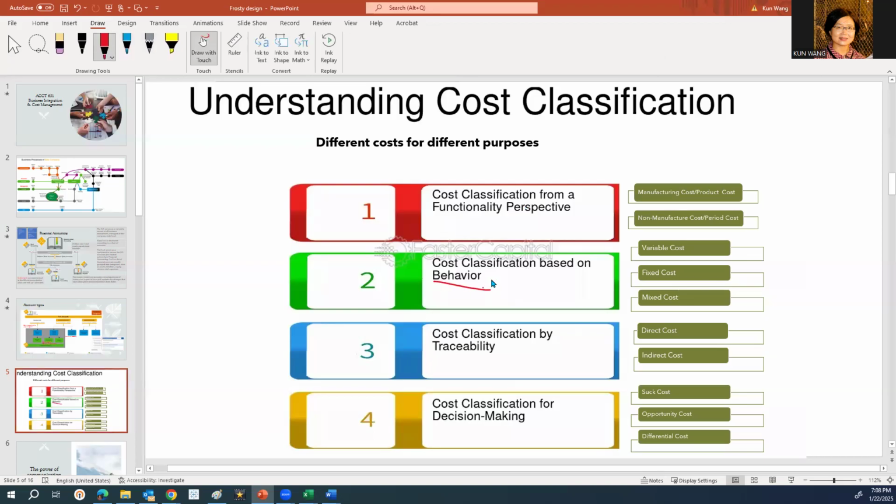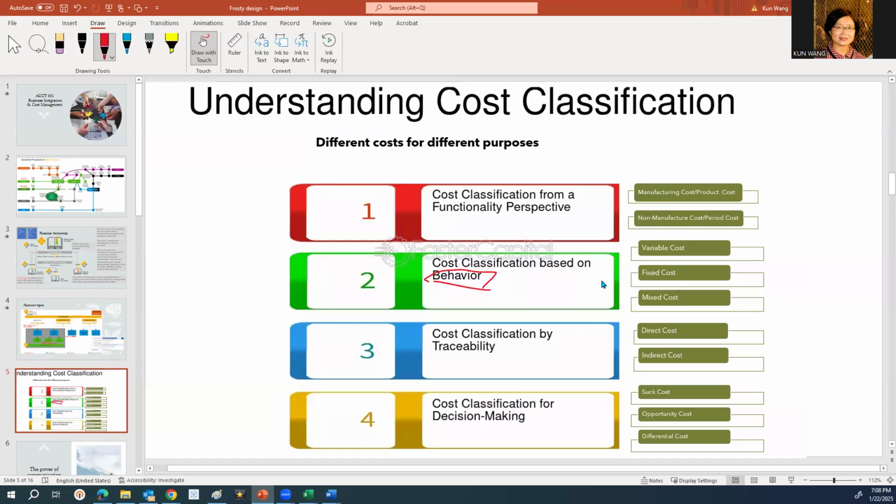So cost behavior. The cost behavior we are talking about is when you identify the cost driver, right? This is especially important if you want to do cost reduction, more efficient on your cost management. I want to understand why I have this many different types of cost in the company. And what other factors drive the cost incurred?